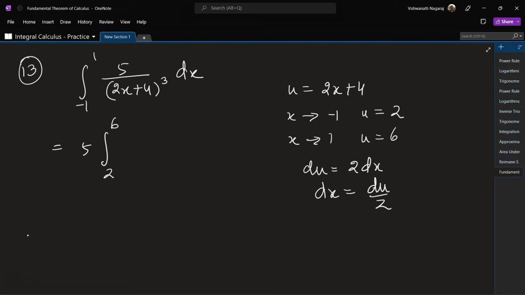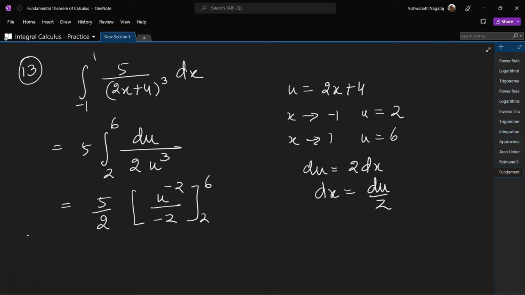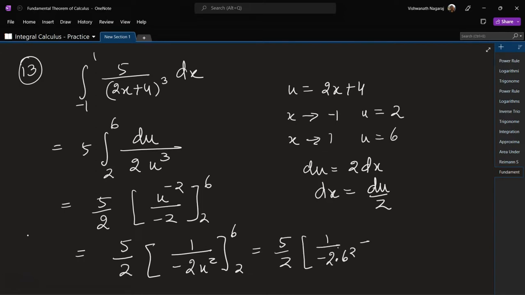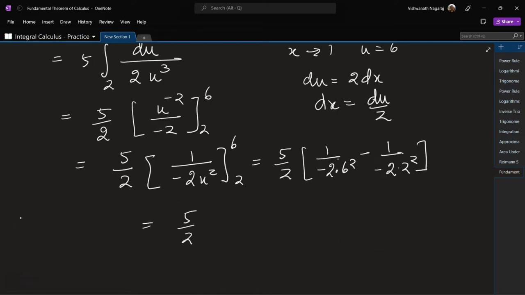So we have du by 2 over u cube. Okay, so now the 2 also we can take it out, and the integral of 1 by u cube will be u to the power of minus 3 plus 1, that is minus 2 by minus 2, from 2 to 6, which gives us 5 by 2 times, minus 2u square, 2 to 6, which gives us 5 by 2, 1 by minus 2 times 6 square, minus 1 by minus 2 times 2 square.